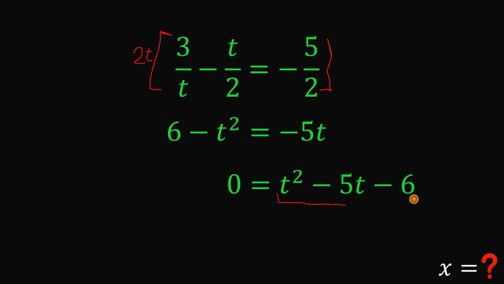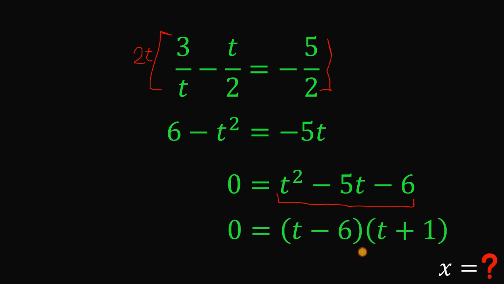And t squared minus 5t minus 6 can be factored as t minus 6 multiplied by t plus 1. Now, using the zero property, we can equate this to 0, and we can also equate this to 0. So we can say that t equals 6 or t equals -1. Now the question, what is again the value of this variable t?